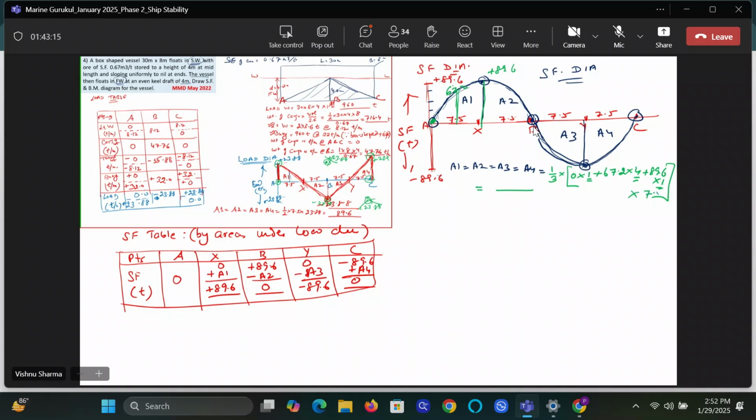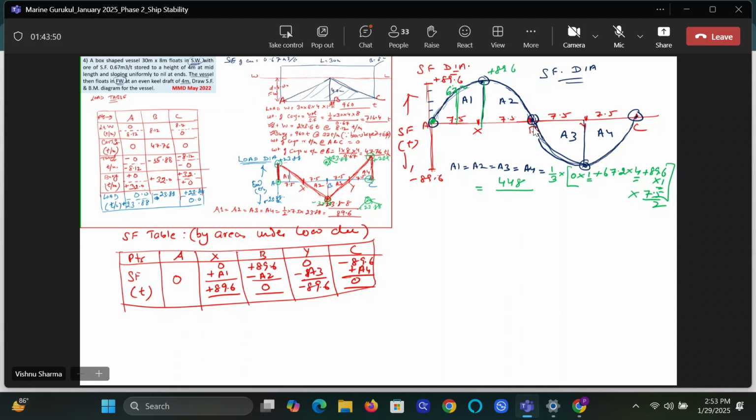H will be 7.5 by 2, right? A to X is 7.5, correct? So yes, H will be 7.5 by 2, which is 3.75. So how much is this area coming? A1, A2, A3, A4? Four, 4, 8. 448, okay. Guys, everybody has understood how this area has been calculated.